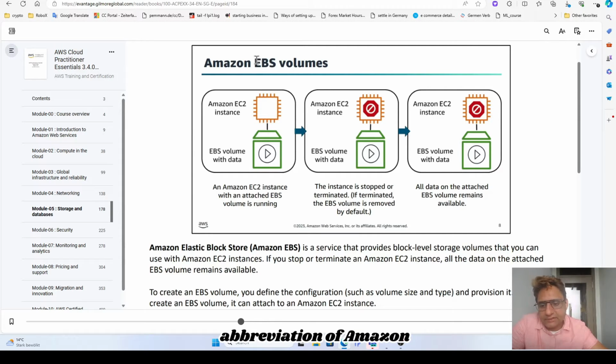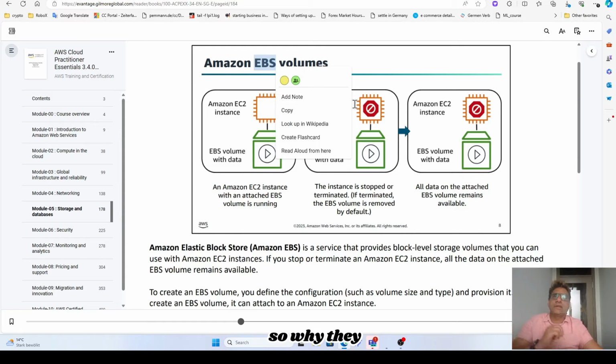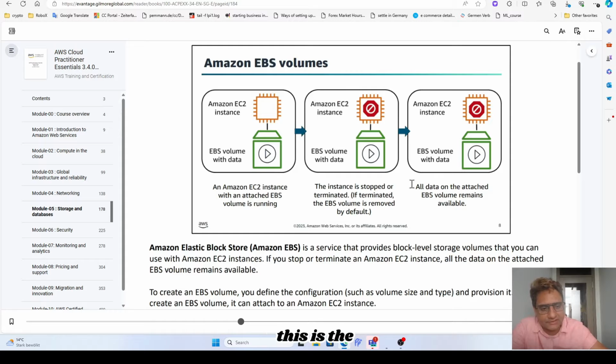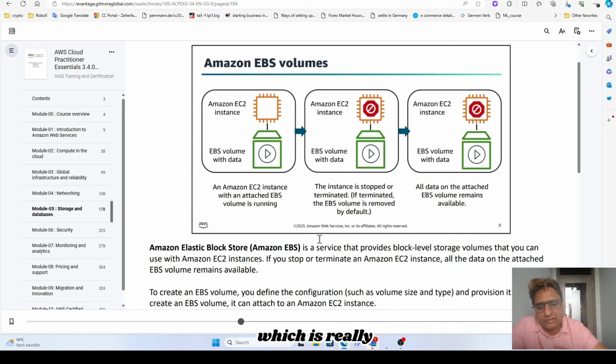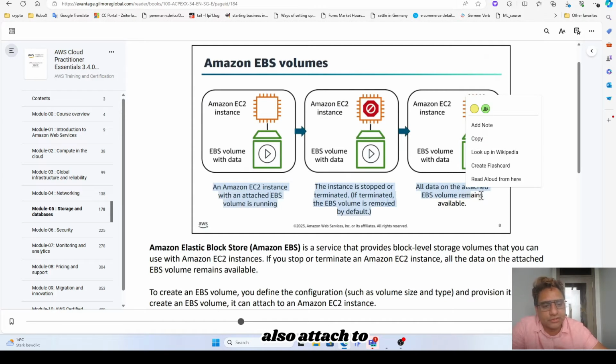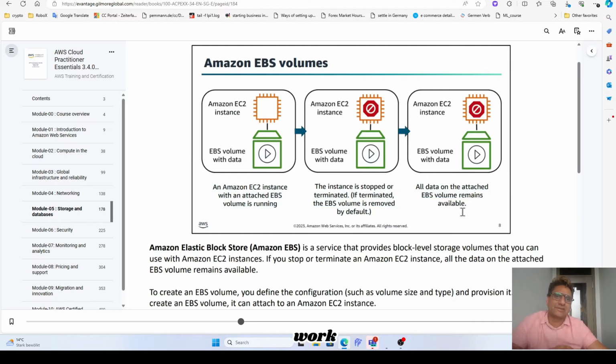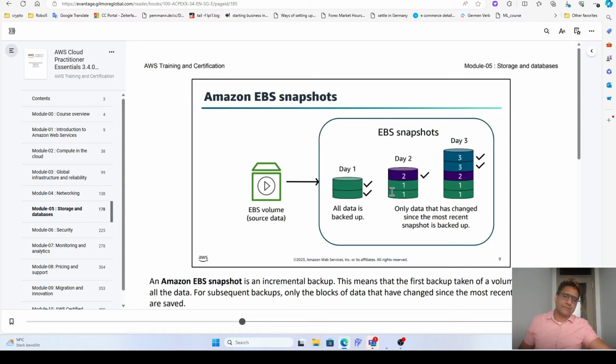Yes, that is the abbreviation of Amazon Elastic Block Store. So why do they call it block? Similar to block in Linux, where you use lsblk to list block devices for disk management operations, or in the past we have seen big disks. This is a similar concept, which is really great. And you can also attach it to other resources, not only EC2. EC2 is the most usable and viable way to use it, but you can use it other ways as well. For example, you can create it as storage.